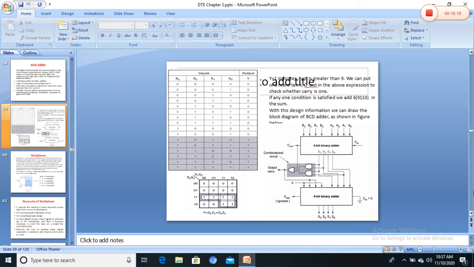After that 9, those numbers are in the form of packed BCD, so they are invalid BCD. So a correction is required. In this 4-bit binary adder, we add the two 4-bit BCD numbers A and B.